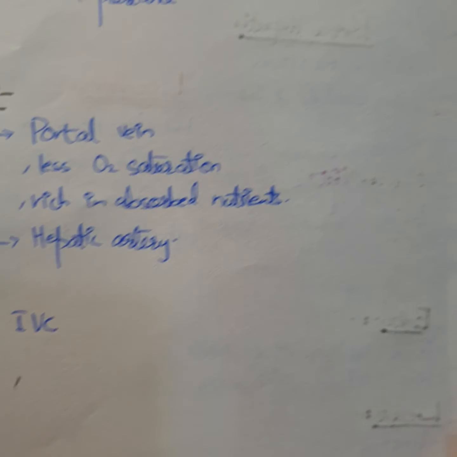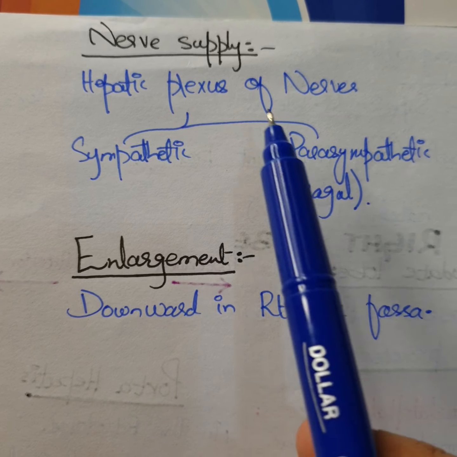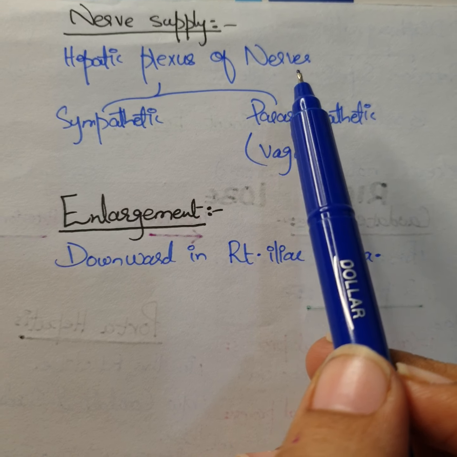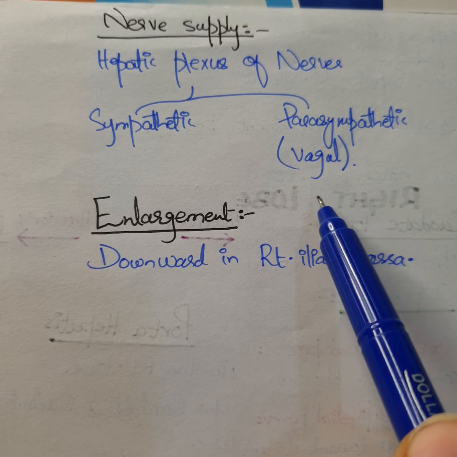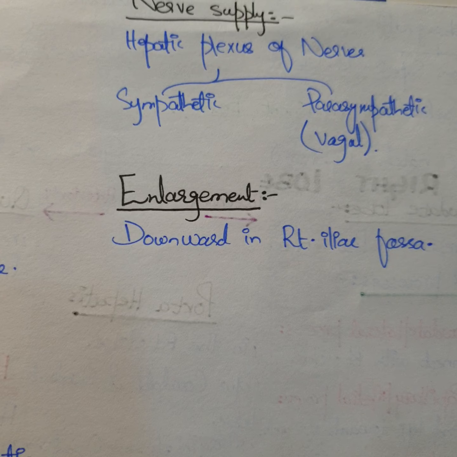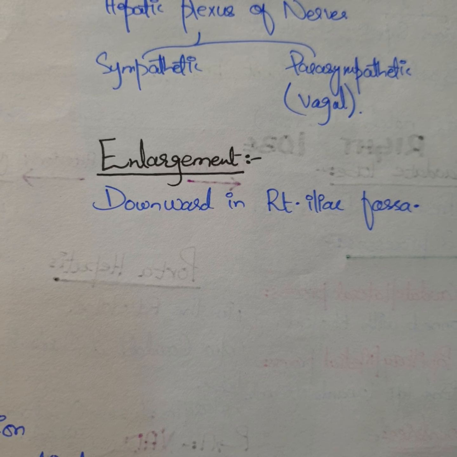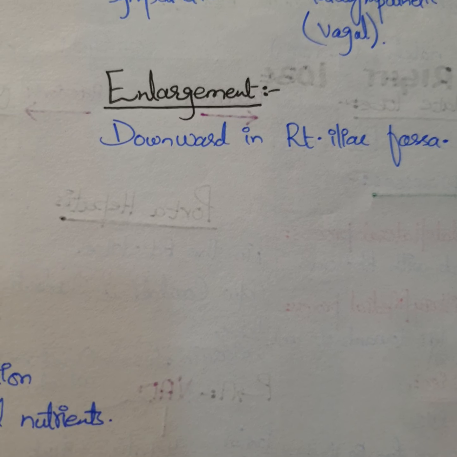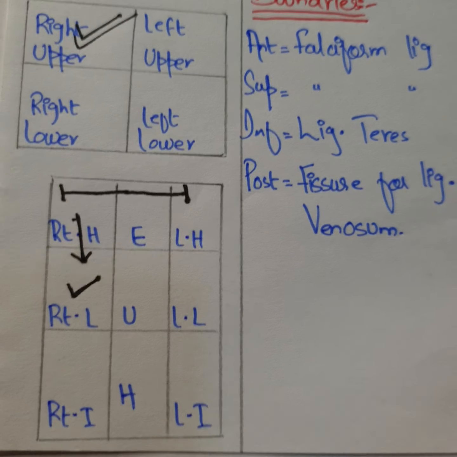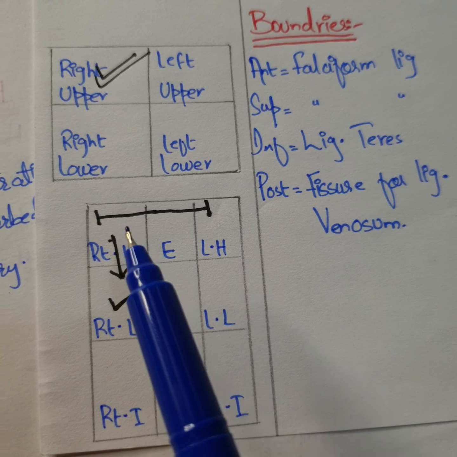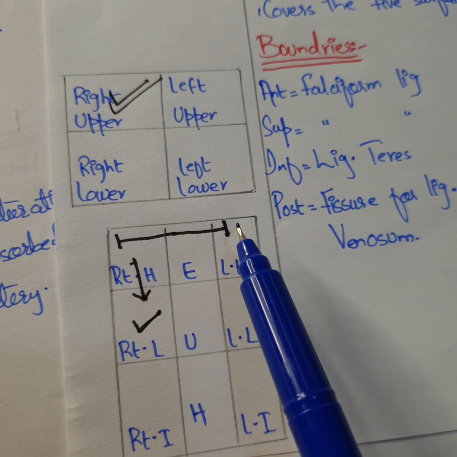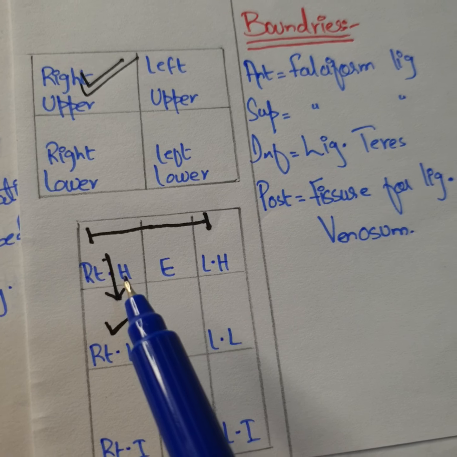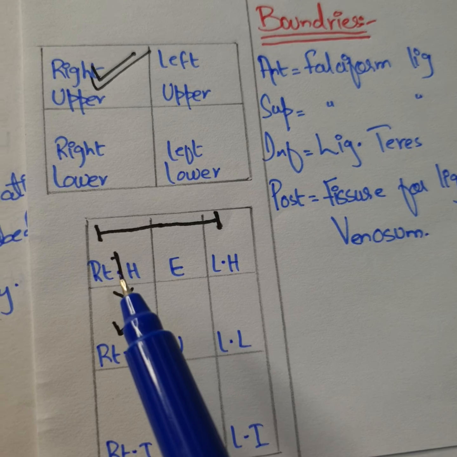Now talking about the nerve supply of the liver. The liver is supplied by the hepatic plexus of nerves, which includes both sympathetic fibers as well as parasympathetic fibers from the vagus nerve. And I already told you, if enlargement of the liver occurs, it will enlarge downward into the right iliac fossa. When I told you about the regions, I told you that the normal location of the liver in the human body is in the right hypochondrium, epigastrium, and the left hypochondrium till the left lateral line. If any enlargement, hepatomegaly, occurs, the liver will enlarge downward in the right lumbar region.